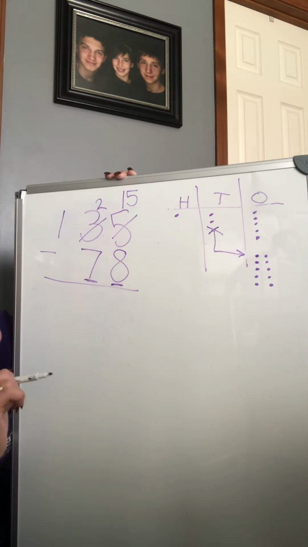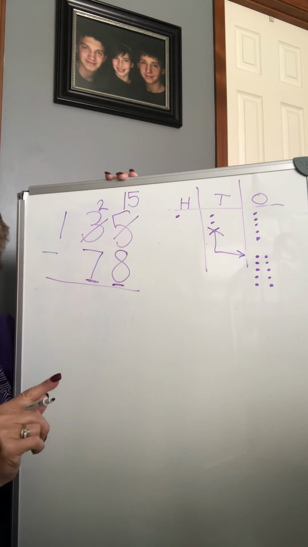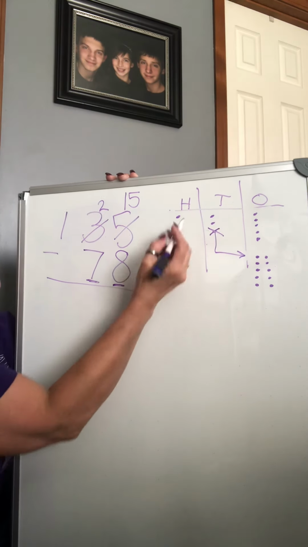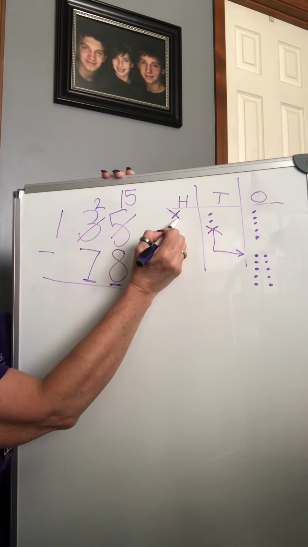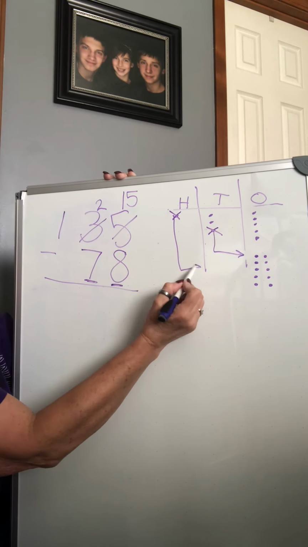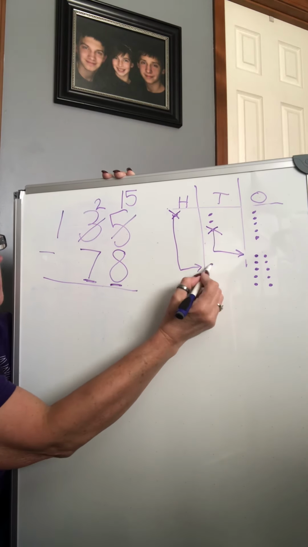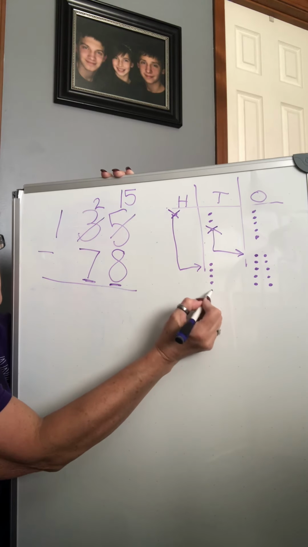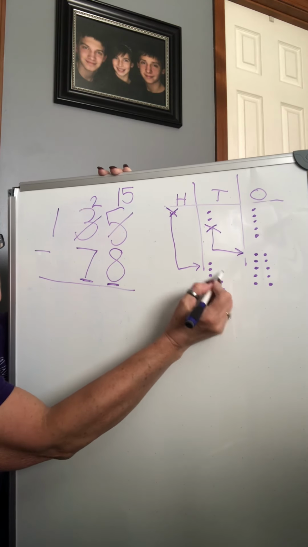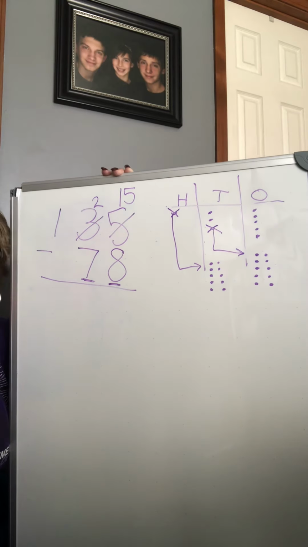All right, sorry about that. I forgot that step. All right, so now I need to go borrow 100. I'm gonna borrow 100. I'm gonna bring it back to the tens house, and I'm gonna break it up into 10 tens. I'm gonna regroup that 100 into 10 tens.